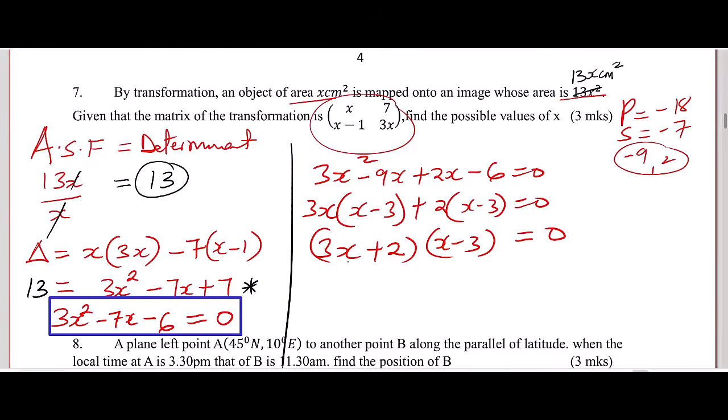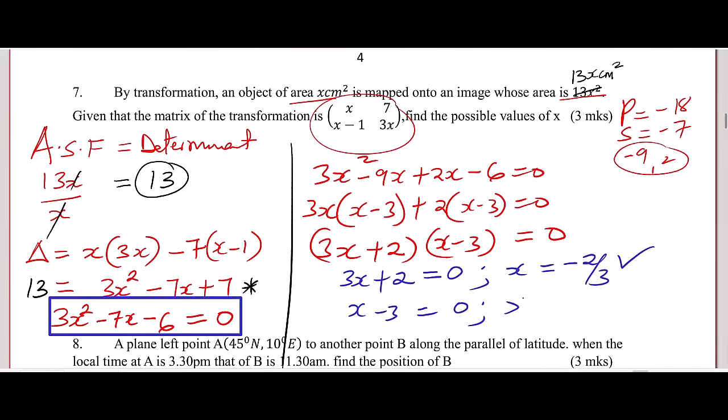Now you can give the solution. So 3x plus 2 is equal to 0. So the first value of x will be negative 2/3, or x subtract 3 is equal to 0, x will be 3. So those are the two possible values of x.